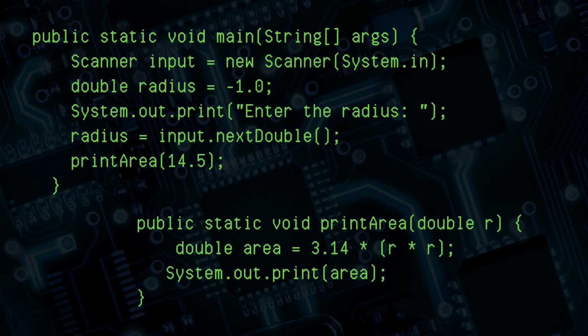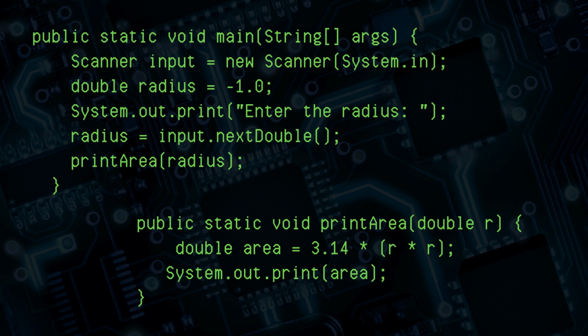It turns out that we've been using arguments all along, like when we call print or print line. The string we want to output is an argument. In our example, I've provided the numeric literal 14.5. This works and our program will execute without any problems. You can also use a variable instead of a numeric literal. Now, whatever value the user has input will be passed to the print area method and used in that calculation.